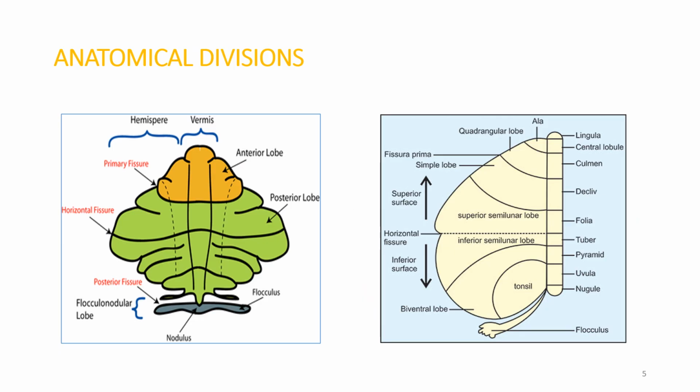Then coming to anatomical divisions. This is the vermis and this is the hemisphere. This is the anterior lobe we have already seen, this is the posterior lobe, and this is the flocculonodular lobe. So anatomically it is divided into three parts: anterior lobe, posterior lobe, and flocculonodular lobe.